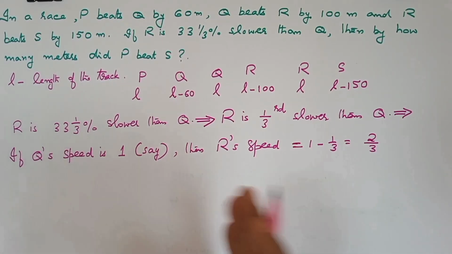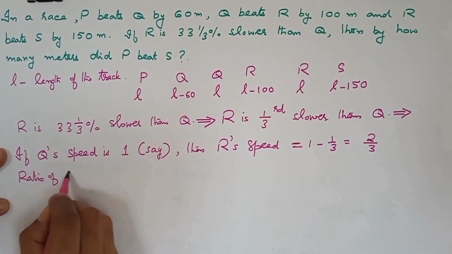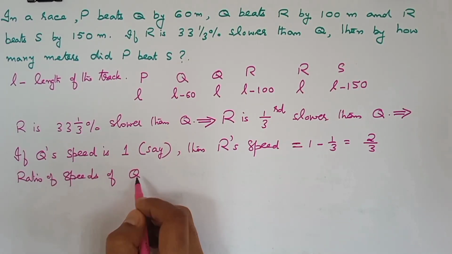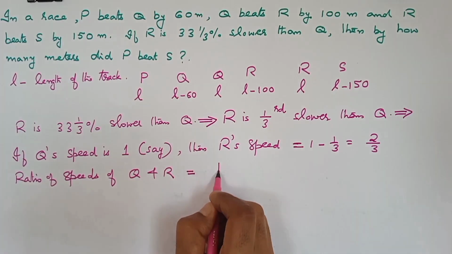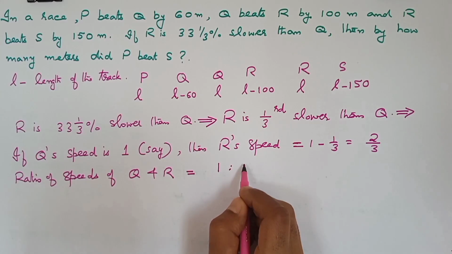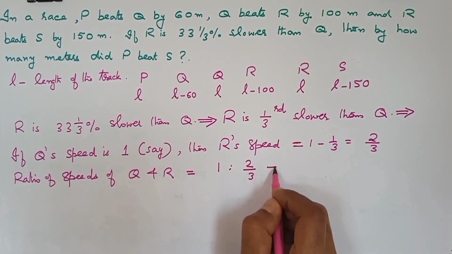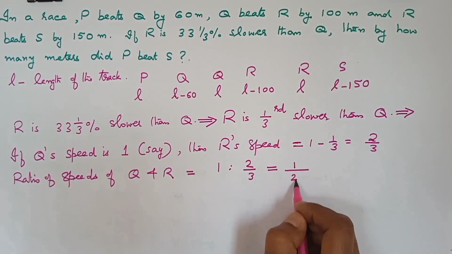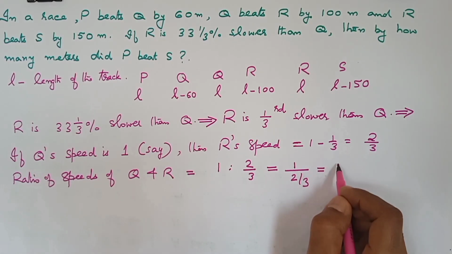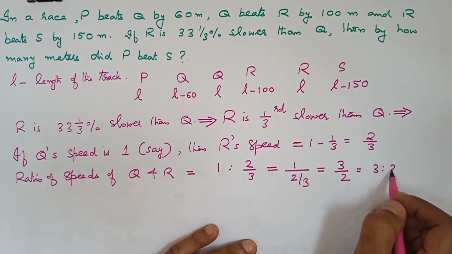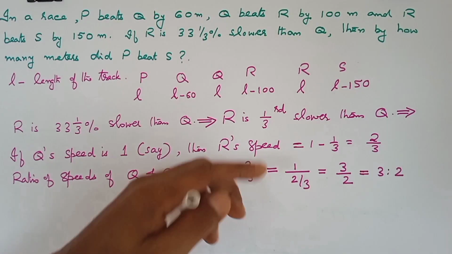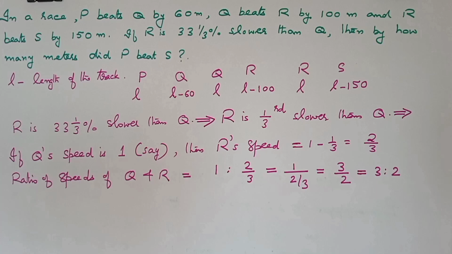Now we can write the ratio of their speeds. A ratio of speeds of Q and R is 1 is to 2 by 3. This implies 1 by 2 by 3. Rather, this will be 3 by 2, which means 3 is to 2. So basically, the meaning of R being 33 and 1 by 3% slower than Q means the ratio of their speeds will be 3 is to 2.